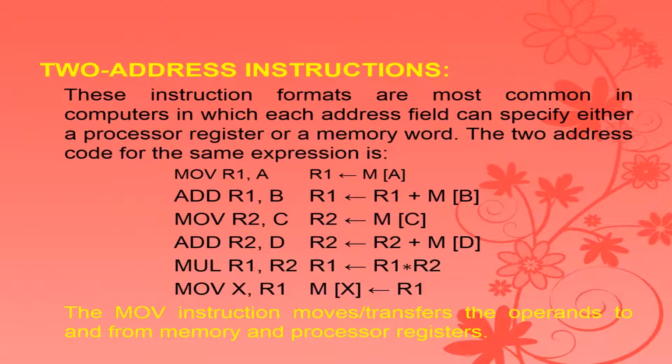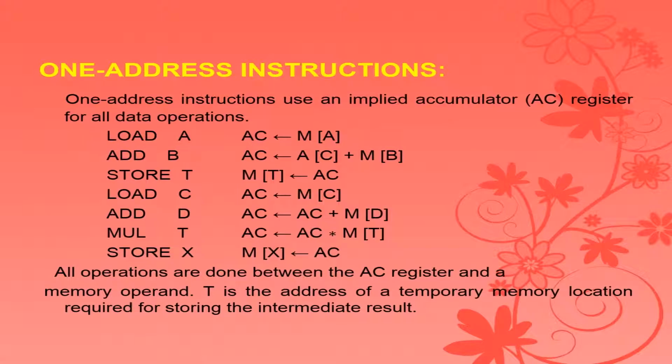The move instruction moves or transfers the operands to and from memory and processor registers. 1 address instructions. 1 address instructions use an implied accumulator or AC register for all data operations. Load A, that is, M[A] moves to AC. Add B, that is, AC plus M[B] moves to AC.